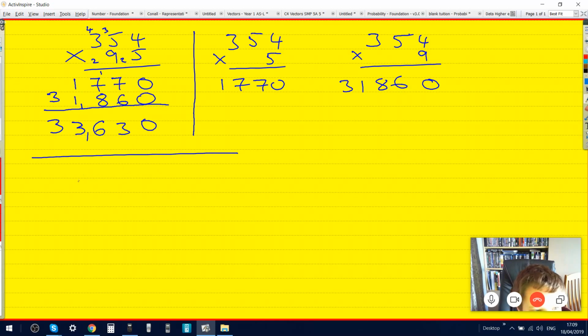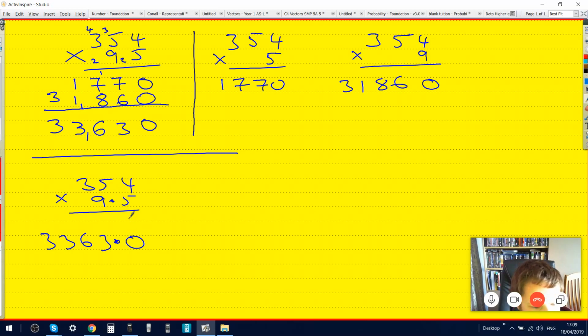What if the question had been 354 times 9.5? Can you think of a quick way of getting the answer now that you know the answer to these is this? Or would you just take off the 0? Yeah, so it would be like 3363.0. So there's one number after the decimal, and so in the answer there's going to be one number after the decimal.